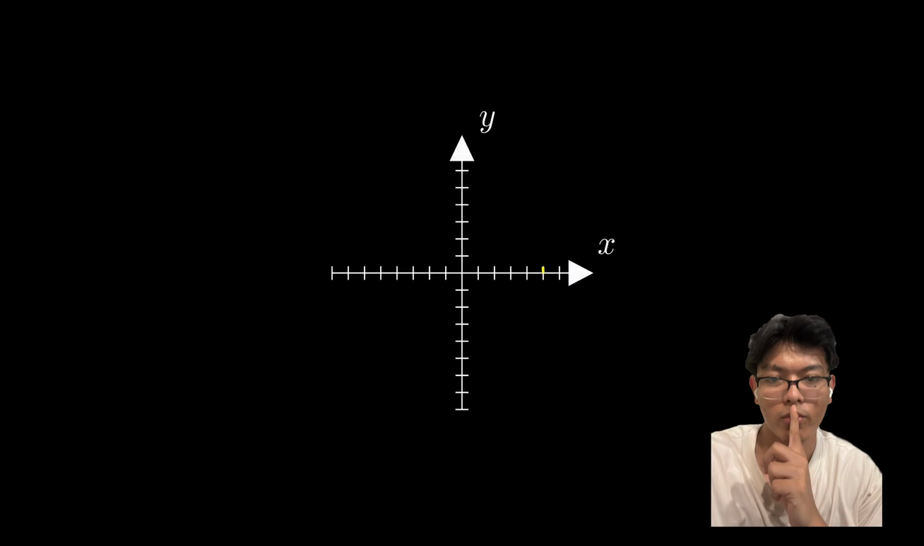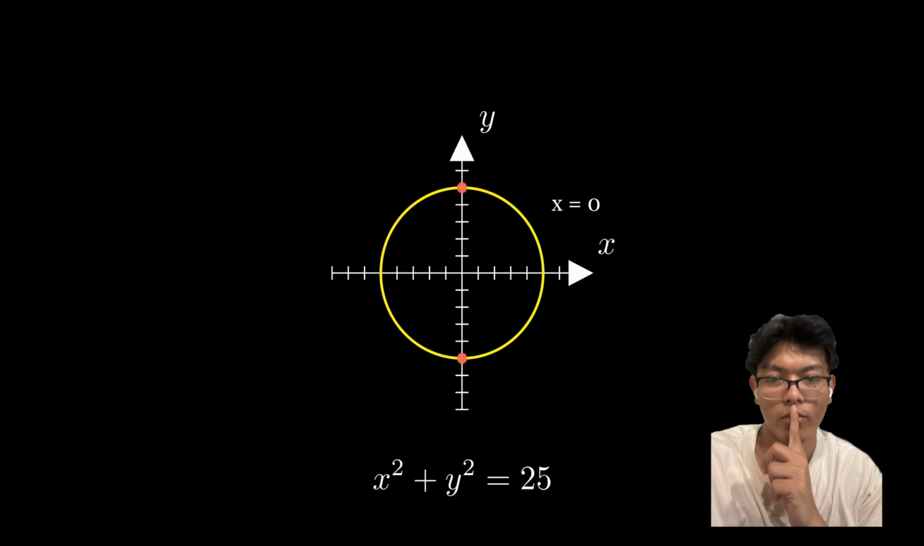For example, the circle with a radius of 5 has the equation x squared plus y squared equals 25. If we plug in x equals 0, then we have y as plus or minus 5. So one input gives me two outputs, which doesn't follow the key rule I mentioned. So a circle is not a function.